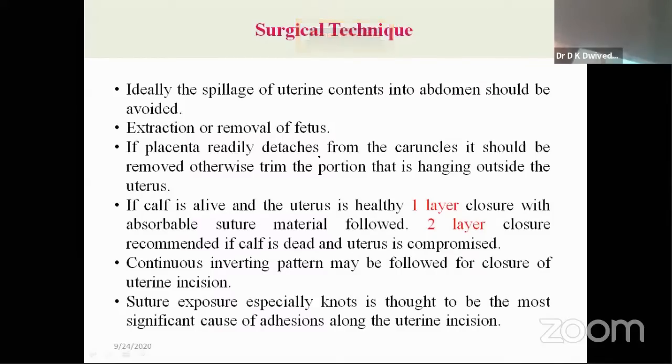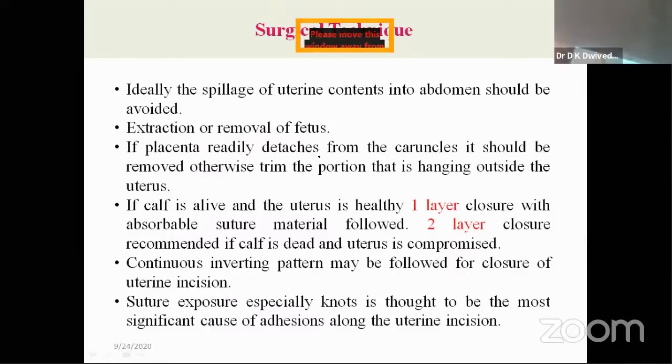Once you have removed the fetus from the uterus, then you have to remove the placenta. If you can easily detach the placenta from the caruncles, then you have to take it out. Otherwise, if you are unable to remove it, then simply trim the portion that is hanging outside the uterus and leave the other part as such.